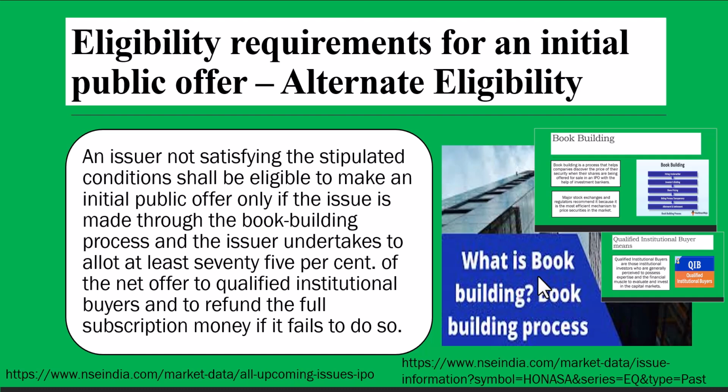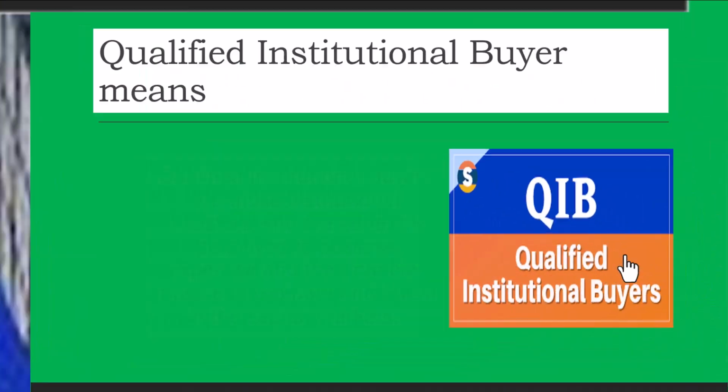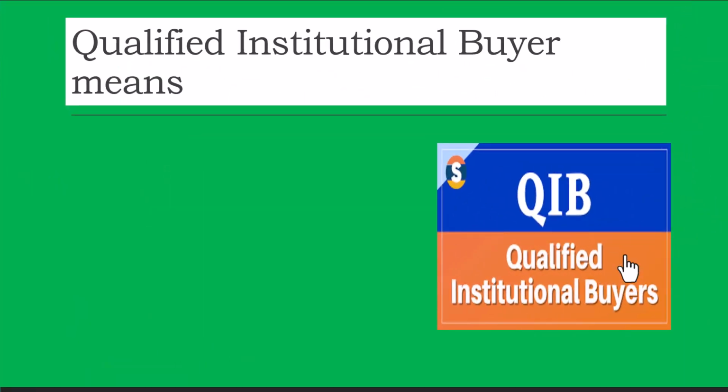So if the company is not meeting the financial criteria which we just discussed in our slides before, the first thing is they have to offer 75% to the qualified institutional buyers. So let's talk about who they are. Okay. So qualified institutional buyers, these are the big buyers. If 75% of the money has to be offered to them.